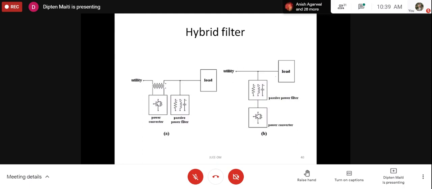We can have the passive filter only or active filter only. However, if we connect them in parallel, the size of both of them actually reduces. So the active filter can also take into account some part of the passive filter component.